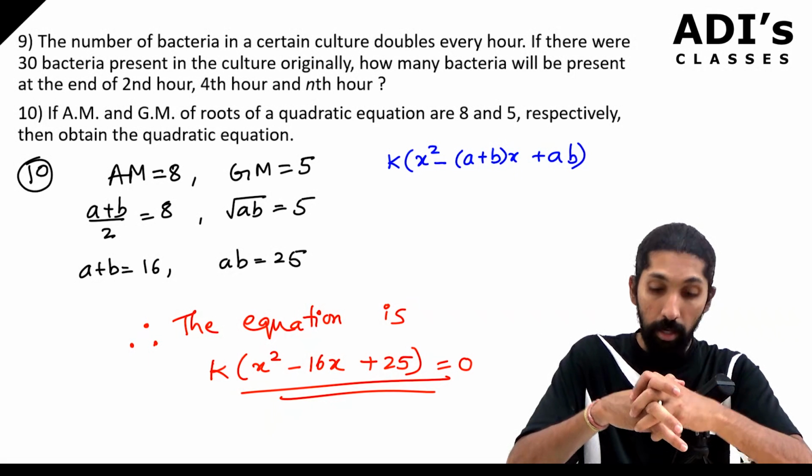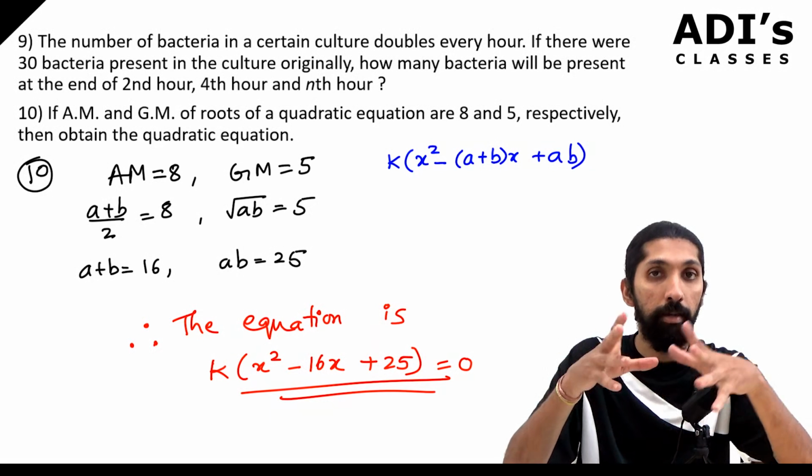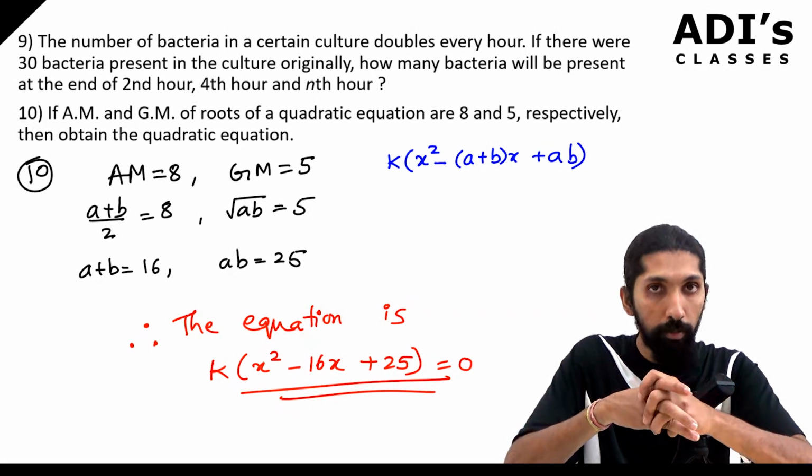Fair enough? So these are certain type of questions based on AP, GP, AM and GM. Clear? Now in the next video, we are going to look at the next part.